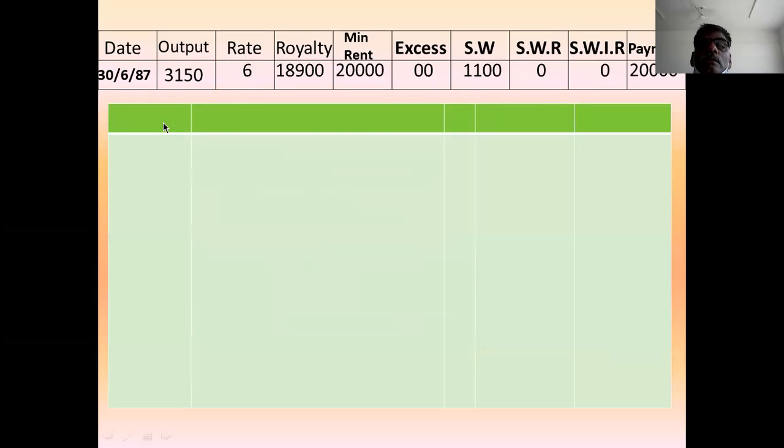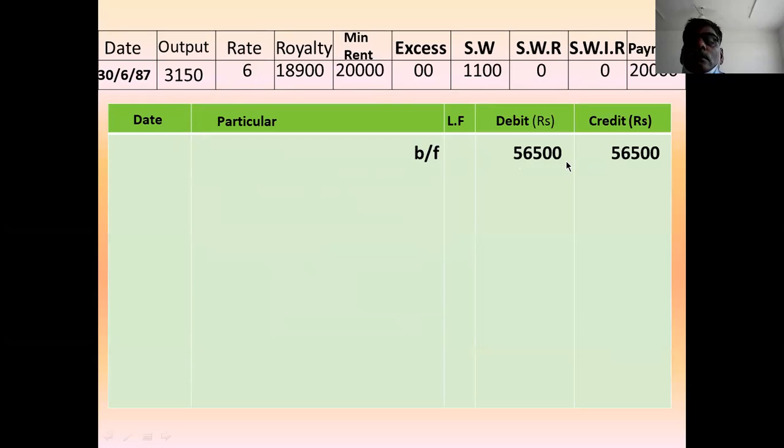Then pass the journal entry: date, particulars, amount, debit, credit. Date is balance from the first page. You take the balance brought forward. Write the date 1987. You see here in the SW column the amount is 1,100. This is the 1987 information, and SW no, SWR no. Therefore, you join short working in the first entry only.